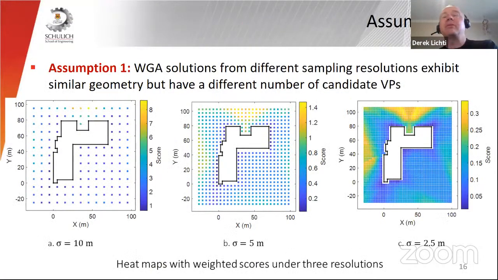All right, to do that, we make a couple of assumptions. First of all, the weighted greedy algorithm will give us very similar solutions at different resolutions. We've computed the weighted greedy algorithm candidates for sampling resolutions of 10, 5, and 2.5 meters. The one on the left is a little more difficult to analyze, perhaps because of the coarseness, but in the middle and the right, I think you can see that the patterns in terms of the colors of the heat map are very similar. So they're similar types of solutions, even though the resolution is different, and we again can't directly compare the scores.